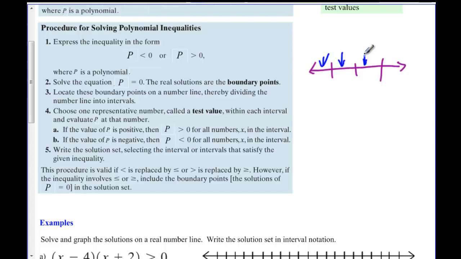between all of them. So that also means everything to the left of the lowest boundary point and everything to the right of the highest boundary point, I actually need values within those areas as well. So I'm going to have to pick test values that are in all of these places. You will have one more test value than you do boundary points, basically is what it'll come down to.